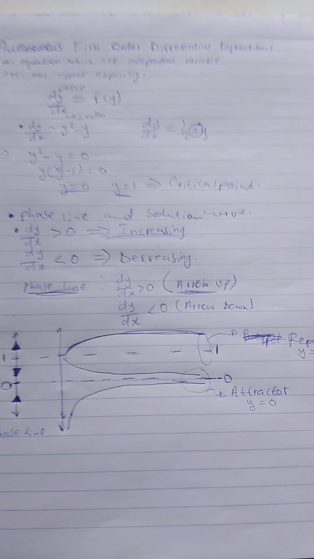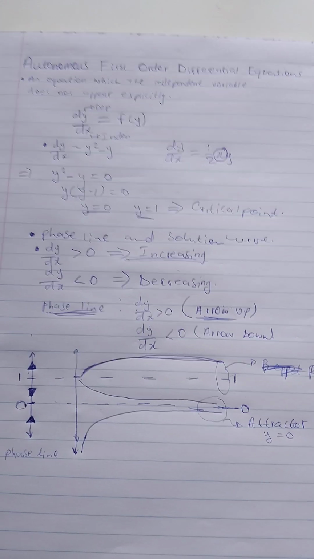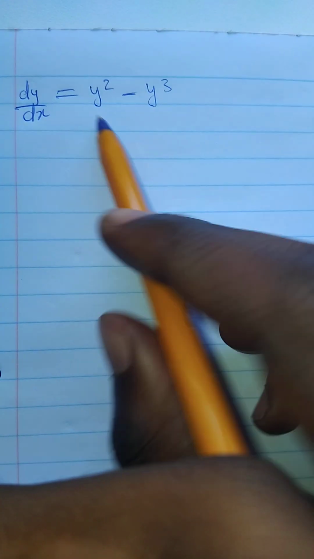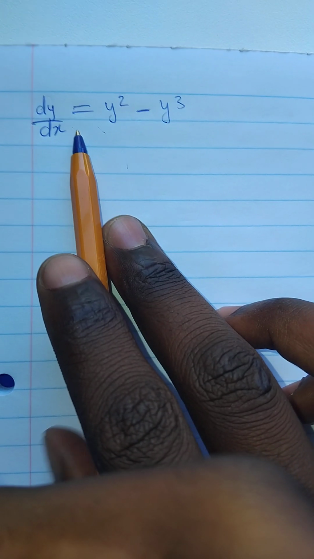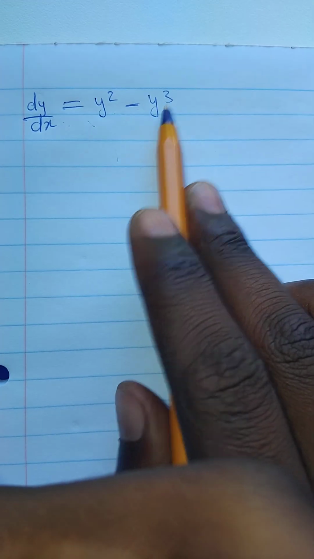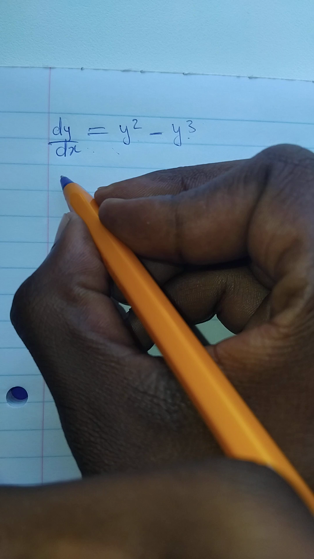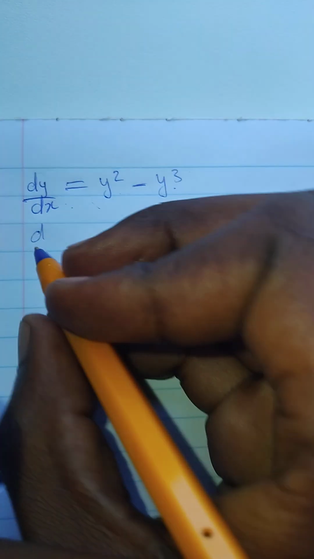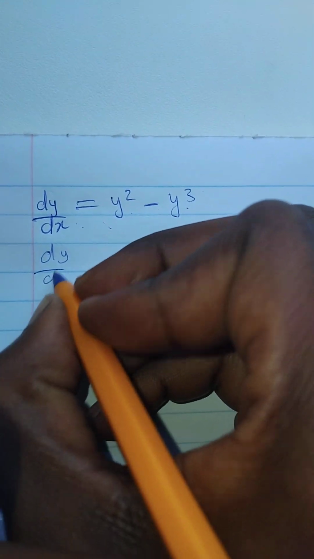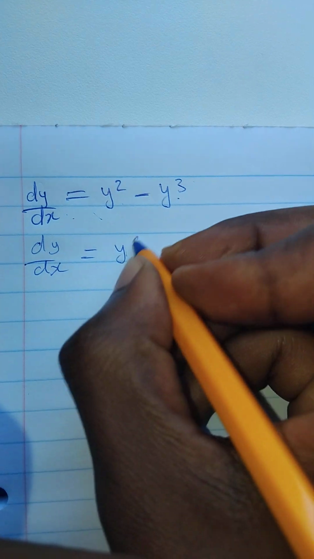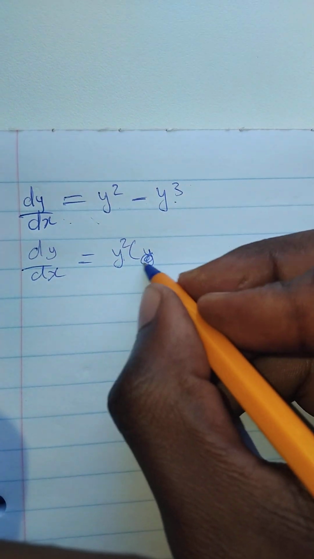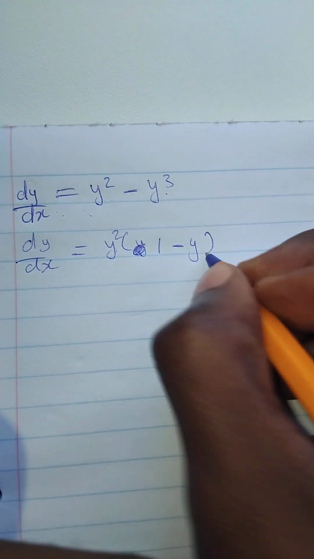So let's look at another example so you guys can get what is actually going on. I hope you will feel free to pause the video and try the example yourself before I do the solution. So another example, we have dy by dx is equal to y squared minus y to the third. So we can quickly rewrite it as dy by dx is the same as, let's just factor out y squared, then we remain with 1 minus y, like that.